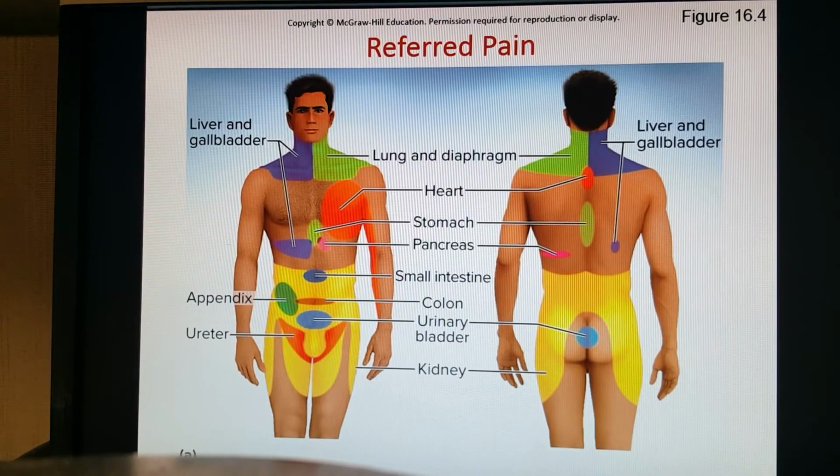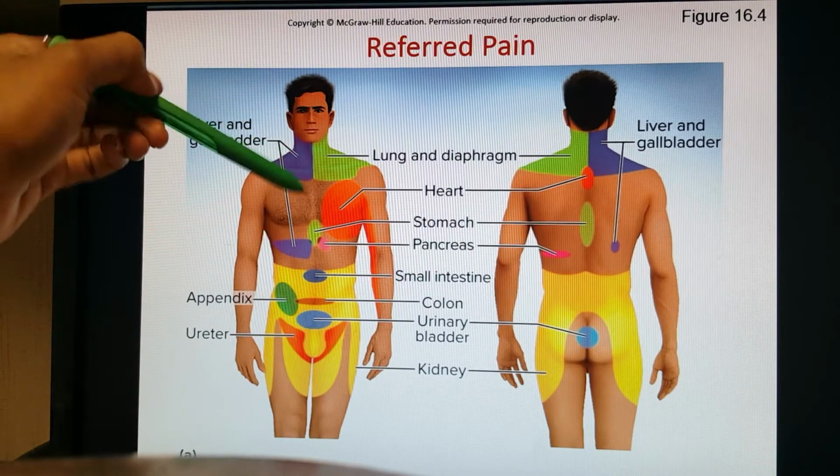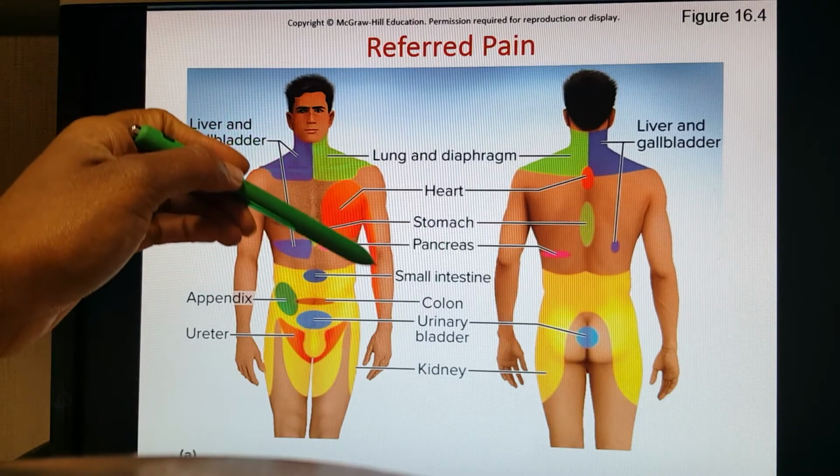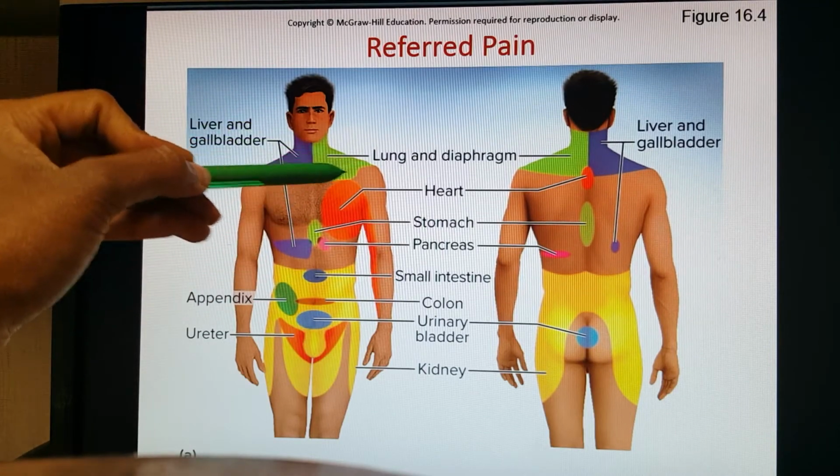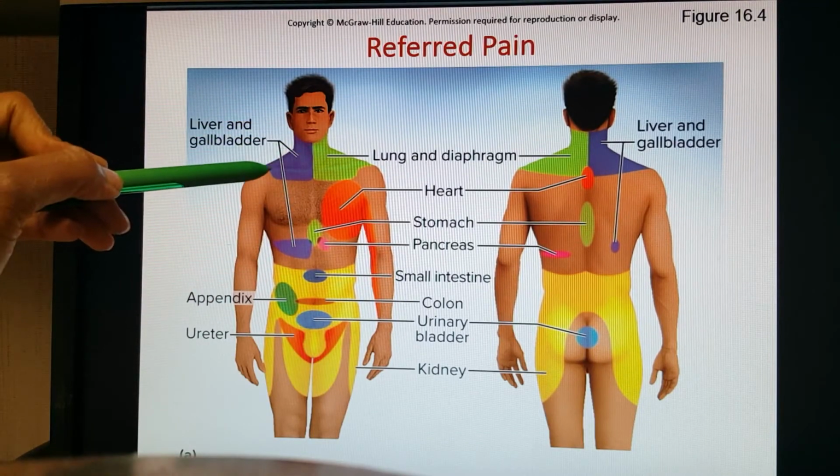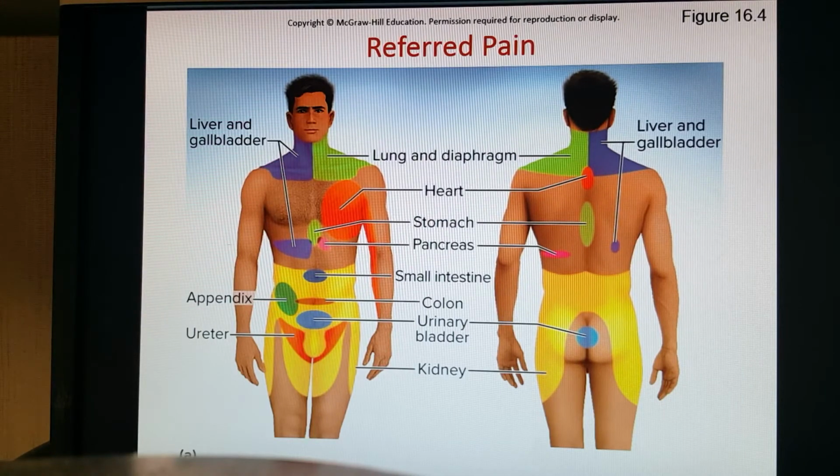So here's a mapping of different locations for referred pain. So again, heart in the left side of the chest, as well as part of your left arm, lung and diaphragm in this region, liver and gallbladder from this region. Again, this is based on the convergence of those neural pathways, and they end up projecting on particular areas.